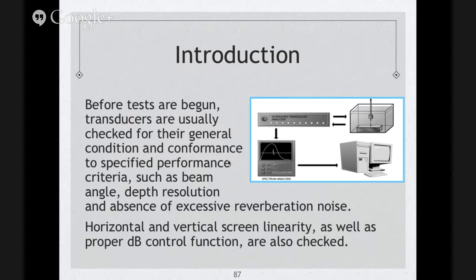Before tests are begun, transducers are usually checked for their general condition and performance to a specified performance criteria, such as beam angle, depth resolution, and the absence of excessive reverberation noise. Horizontal and vertical screen linearity, as well as proper dB control functions, are also checked, right? And we know that dB, right, is the unit of measurement for gain, right? We increase our gain in decibels, right? And our amplitude is based on decibels also.